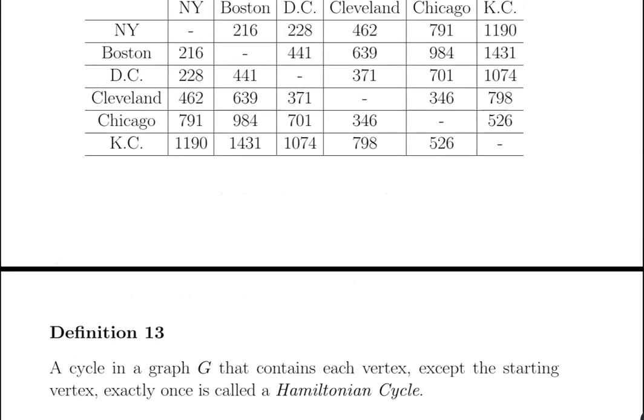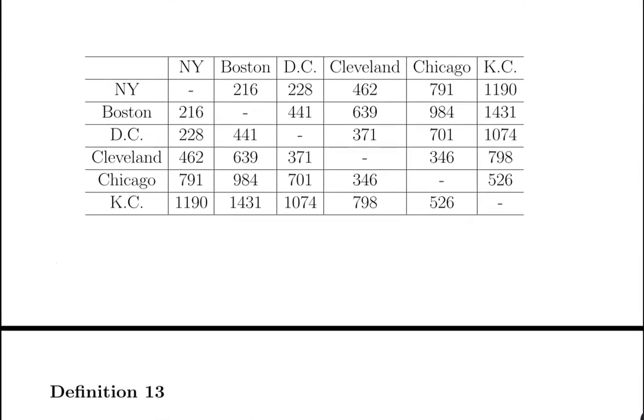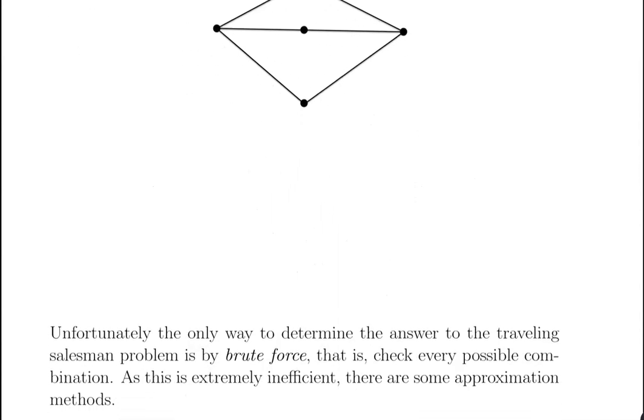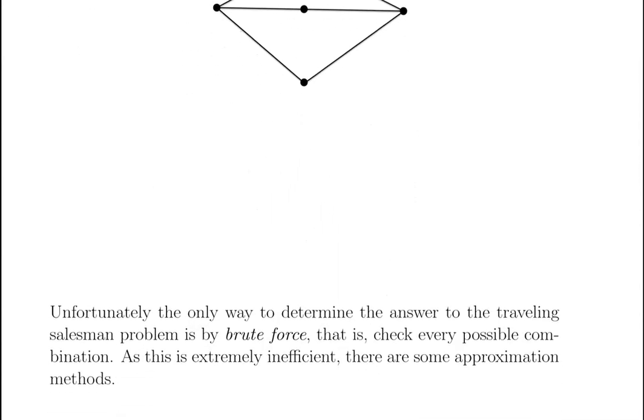So again, back to the traveling salesman problem. Unfortunately, there is no way other than brute force, which means do every single possible combination, which with 6 cities is annoying, and with 15 cities is a tremendous number of things. Almost impossible even for a very powerful computer to do it in any kind of timely fashion. That's the only way to figure this out for sure. But we do have some approximation methods, as always, right?